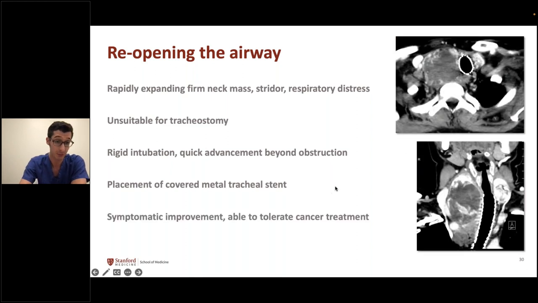And the patient had rapid symptomatic improvement and was able to go on and tolerate cancer treatment and survive for several months longer. And these are just her after pictures of restored patency.